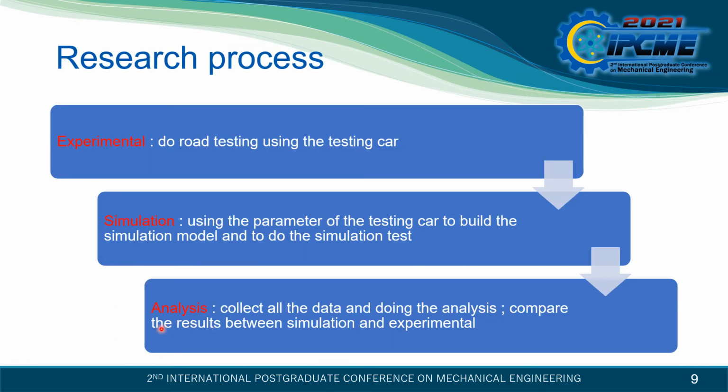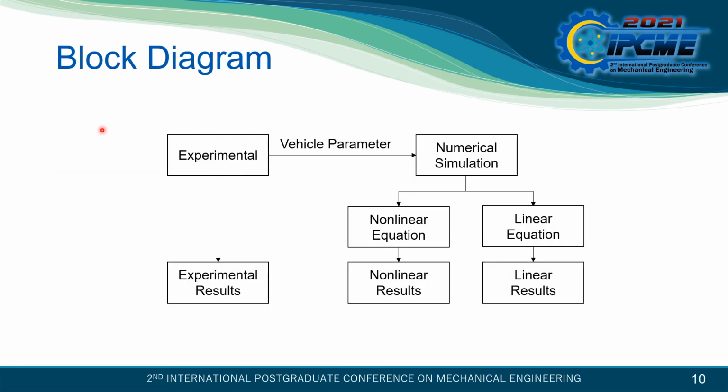The last stage is analysis, which collects all the data from the experiment and also the simulation results. After that, we compare them. This is a block diagram. The experiment provides the parameters to the simulation block and gives the result. The numerical simulation has two types of equation: the nonlinear equation and the linear equation.